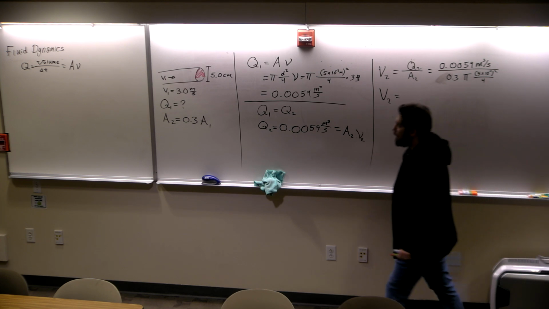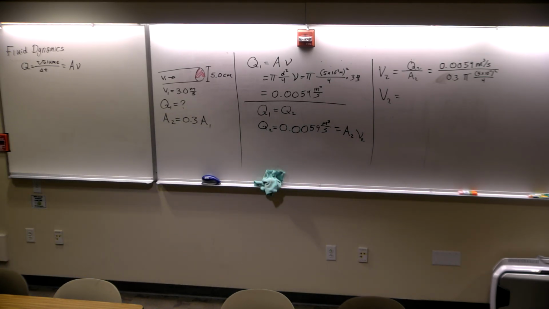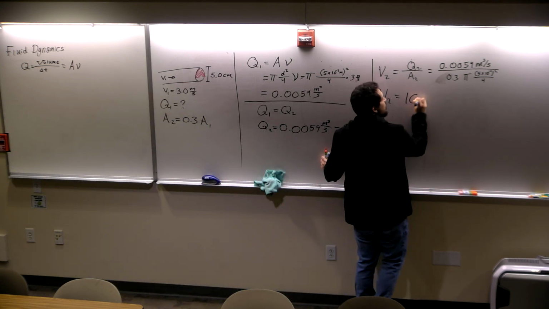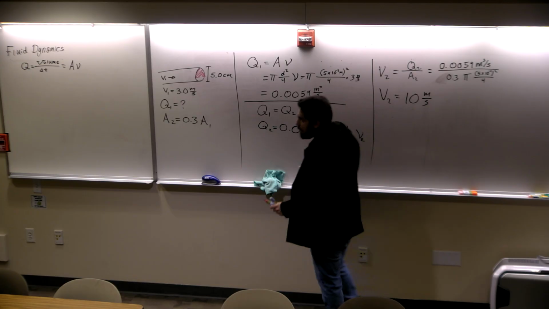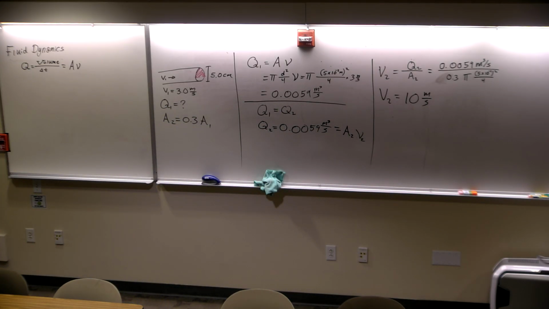All right, do we have an answer for what the speed is moving through the obstructed region? 0.5 meters per second? Doesn't sound right to me. You got 10? Ten meters per second. So we have an increased velocity, which sounds good to me.